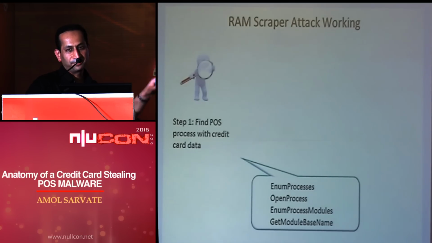And most probably after going through these calls here, you can pretty easily figure it out yourself as well. So the first thing that the RAM scraper does is it finds the POS process. Let's say the malware is already present on the POS terminal. Now it has to basically attack this POS process, which has the credit card data, right?